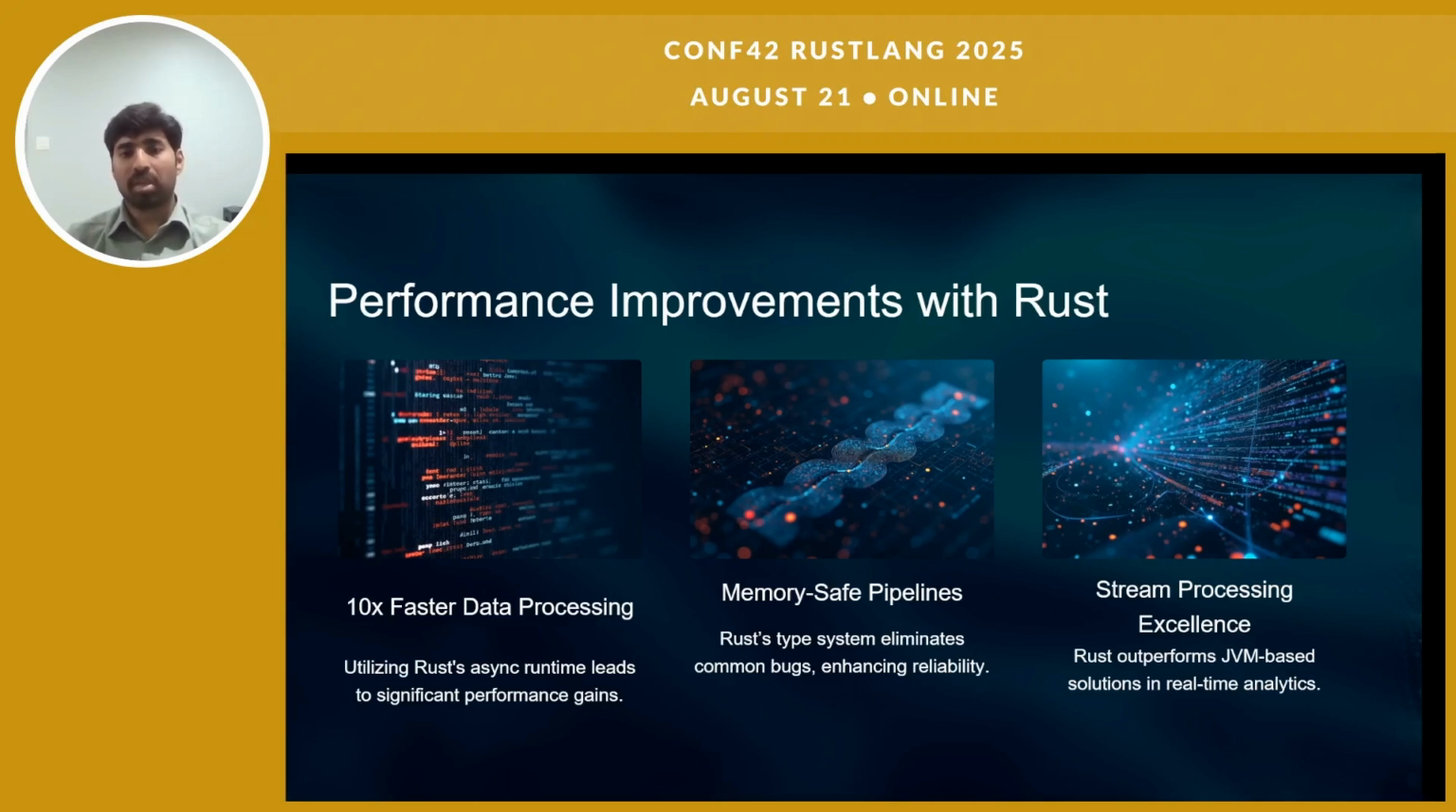And then there is stream processing. If you have worked with JVM based solutions before, you will know they can be powerful but also heavy. In real time analytics, Rust outperforms them, delivering low latency and higher throughput. That means we can process streams of events faster, react to changes more quickly, and do it all without consuming excessive resources. In short, Rust gives us speed, reliability, and efficiency all at once. And those are the three pillars you need for any modern high performance data pipeline.